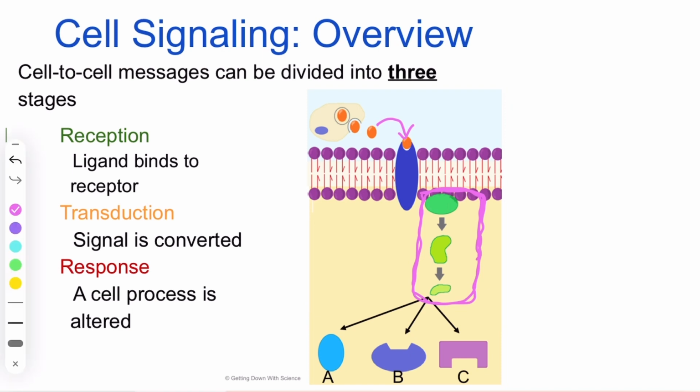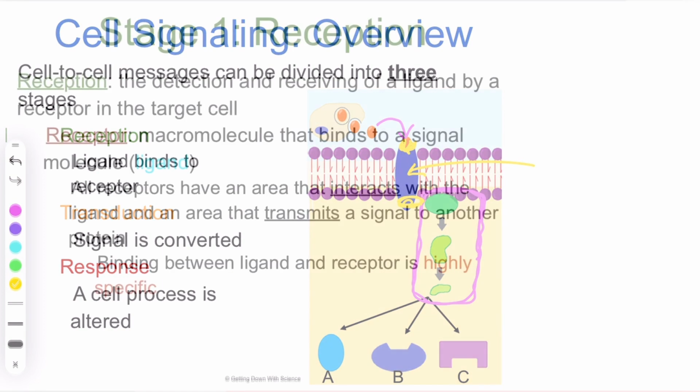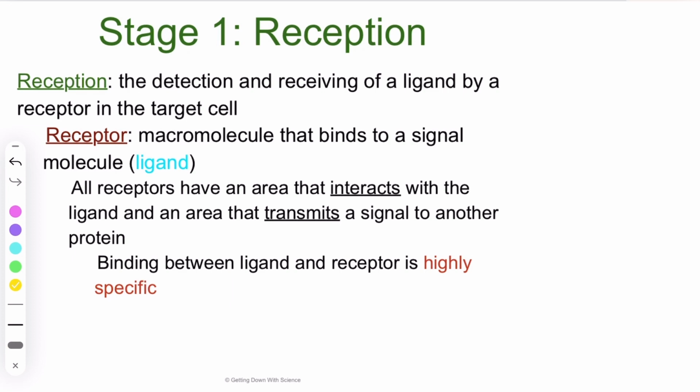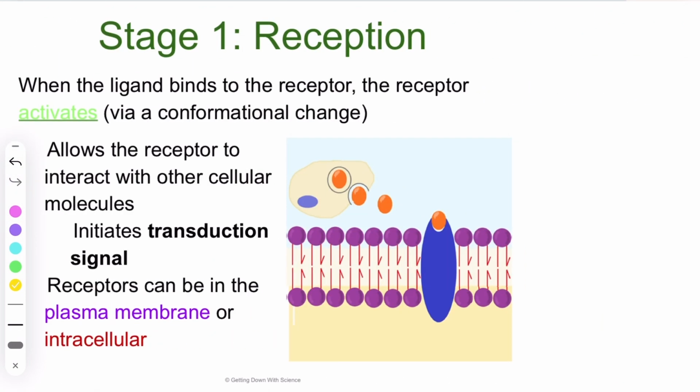Once again, if we look at this receptor protein here, we have an area where we are binding to a ligand and then an area that is going to be doing the transduction. So once again, we have our receptor that is very specific, bonding to a specific ligand, and it has two separate portions. One portion is where the ligand bonds, and the other portion is where the transduction signal moves on.